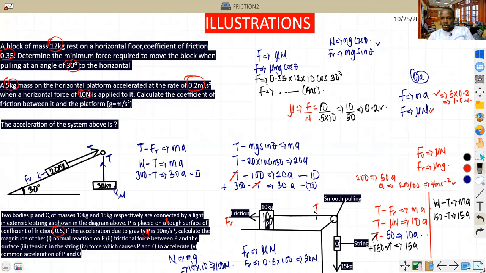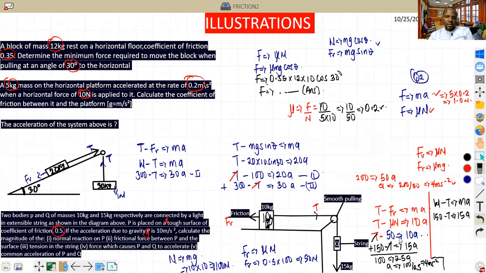This gets cancelled out. Then we have minus 50 plus 50. What do I have, guys? That's 100. Then this is nothing but, we should move down there, 15 plus 10 is 25A. So A is equal to 100 over 25. The common acceleration is 4 meters per second squared. That's the acceleration, but the question asks for tension first.